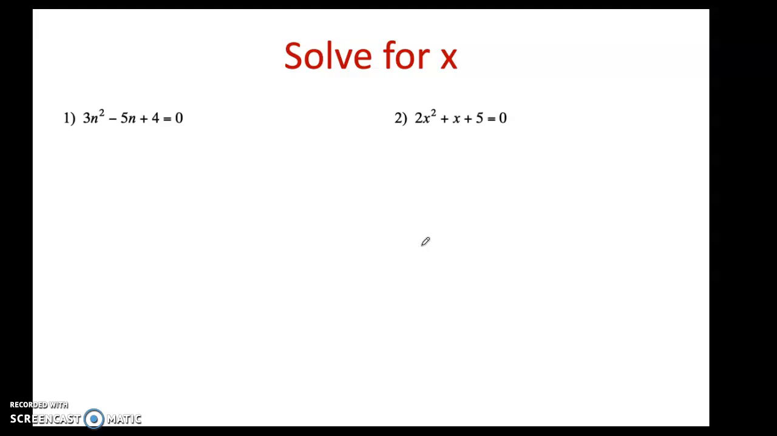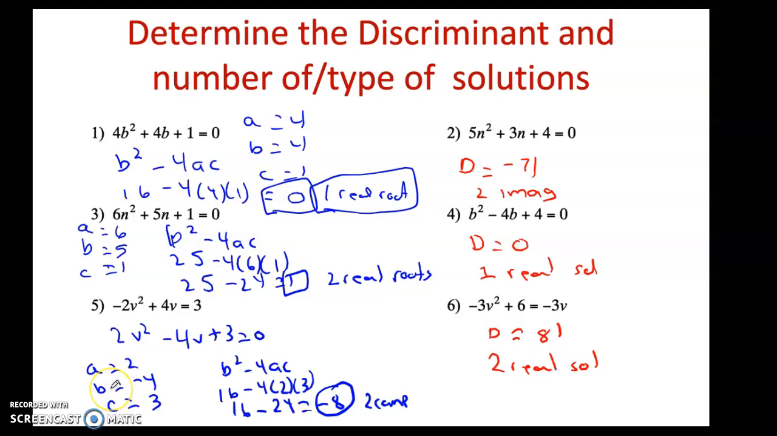Tomorrow, we're going to be solving for x. So once you get into the practice of doing b squared minus 4ac, this will be really easy for you, especially combining with Algebra 1. So this is going to be tomorrow's work. The homework for today is, again, just finding the discriminant and then stating the number and type of solutions.